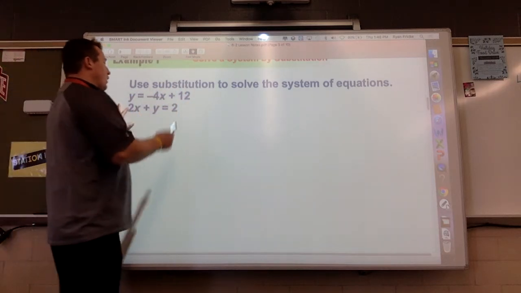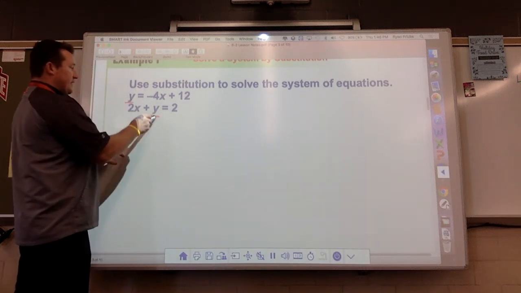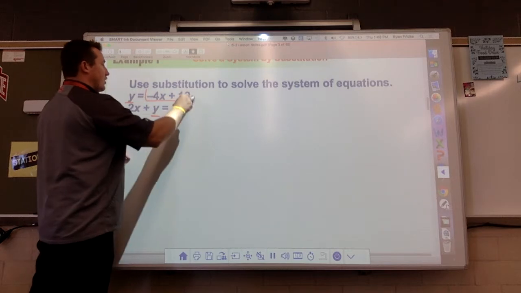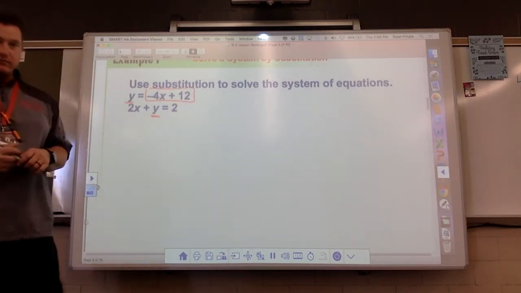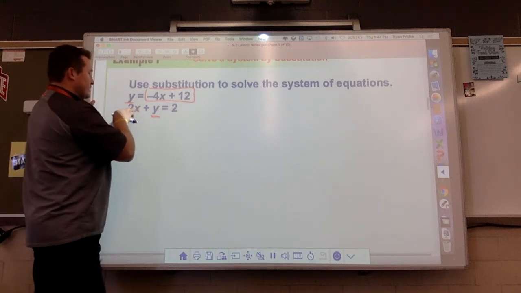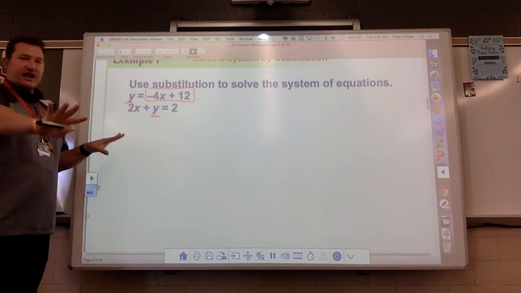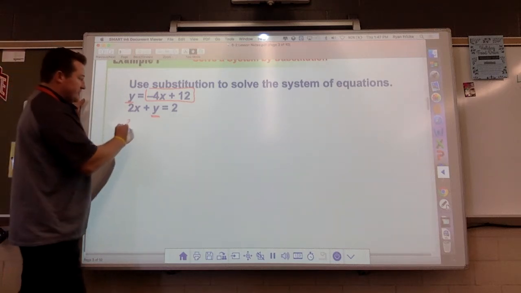So what we are going to do is replace this y with this expression. Awesome, right? This is how it looks. The 2x, the plus, the equal sign, the 2, those all stay where they are, guys. So it looks like this.